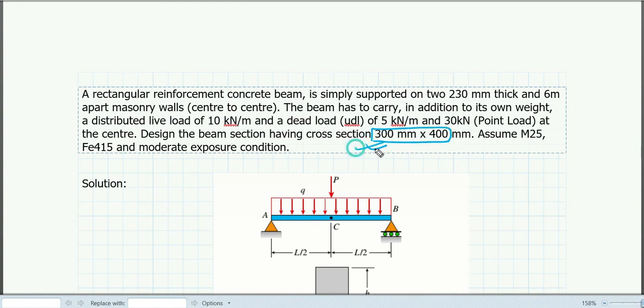So what is the problem that we encounter when the dimension is already given? That means the dimension is already restricted. Here the load has been increased with the addition of a 30 kilonewton point load at the midspan, and the dimension is fixed. So you cannot increase the dimension if there is an increase in the moment. If there is an increase in moment, then you cannot change the dimension.